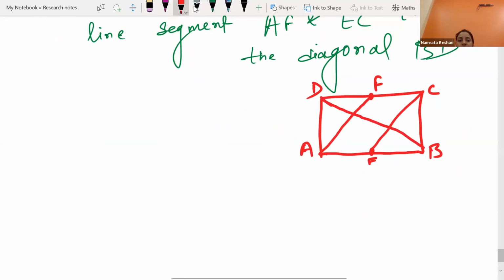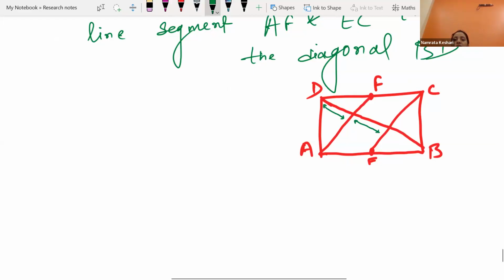That means BD is getting divided in three equal parts. Bisect means two equal parts. Trisect means three equal parts. That means this much length of BD, and this much length of BD, all are the same. That's what we have to show over here.